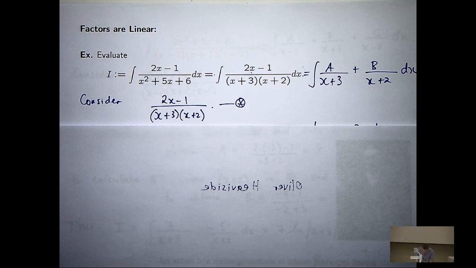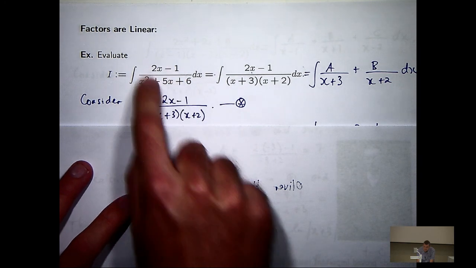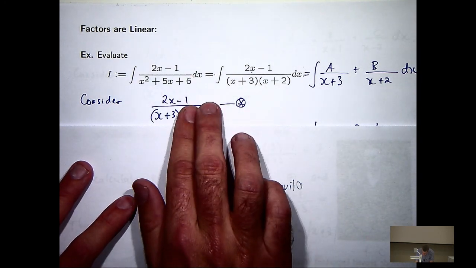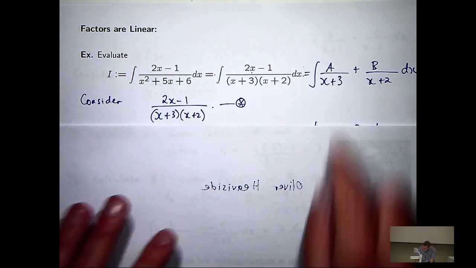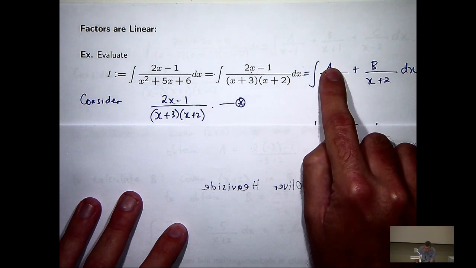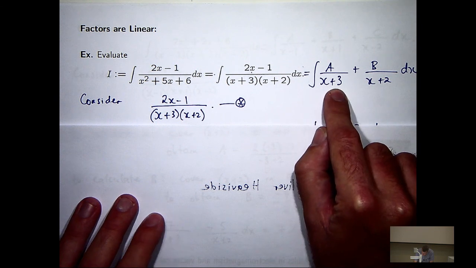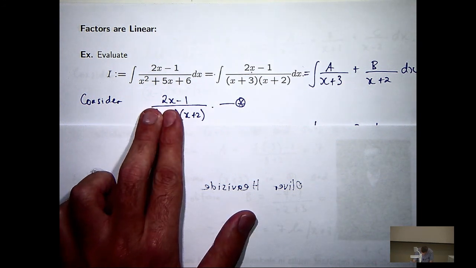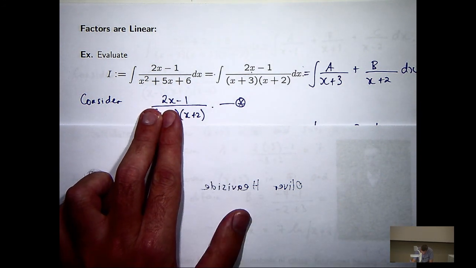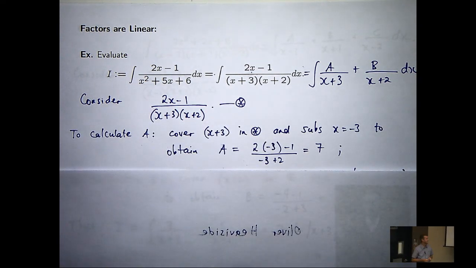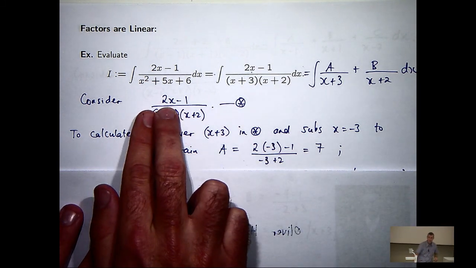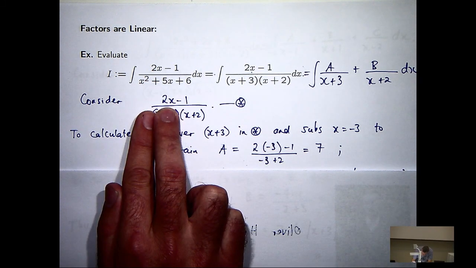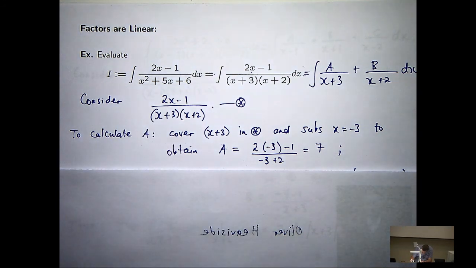Okay, so the Heaviside method involves looking at the integrand, covering up one of these, and making a suitable substitution. So if we look over here, to find A lies above x plus 3. So let's go to our integrand, cover up the bracket containing x plus 3, and substitute in x equals minus 3 to give me A. Essentially that's what I did in the next line: I covered that up, substituted in x equals minus 3, and that gives me my constant A.